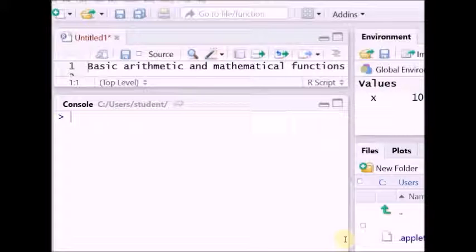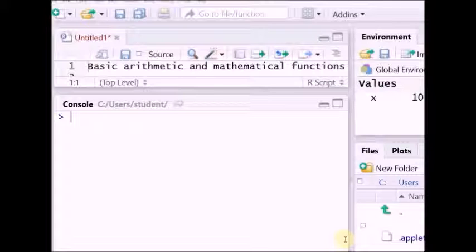We use parentheses to group the operations. We write mathematical expressions into the R console or R Studio and press the enter key to execute. R evaluates the expressions and displays the results. Now we will talk about various interactive R operations, R arithmetic operations and mathematical functions.